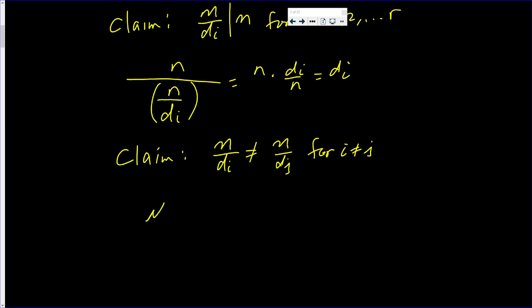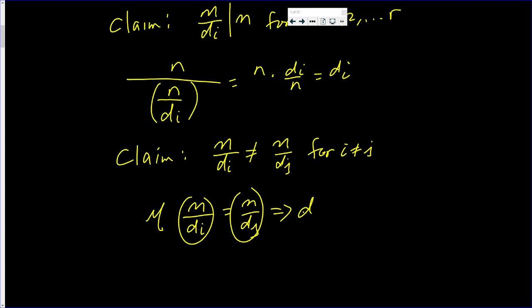Well, if n over d sub i is n over d sub j, and the numerators are the same and the bottom is not 0, these are legitimate fractions, that is, we're not dividing by 0, since 0 is not a divisor of n, so what happens is, if the numerators are equal, the denominators have to be the same.